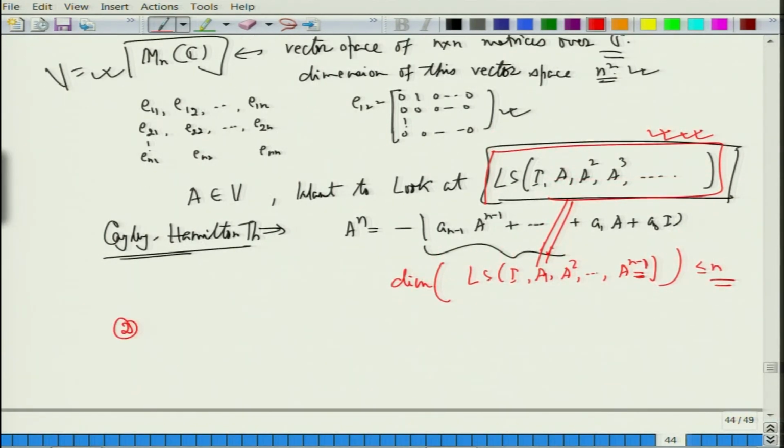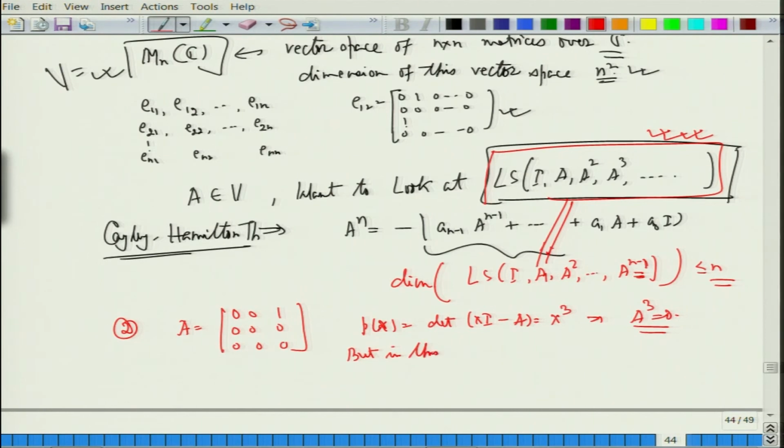Example 2: take A as 0, 0, 1, 0, 0, 0 and 0, 0, 0. Let us look at this A. Then you can see that P of x for me is the determinant of xI minus A, which will be equal to x cube. So, this implies A cube is 0, that you can check. This is the Cayley-Hamilton theorem, but what you can verify here is that A square itself is 0 in this example, all right, fine.